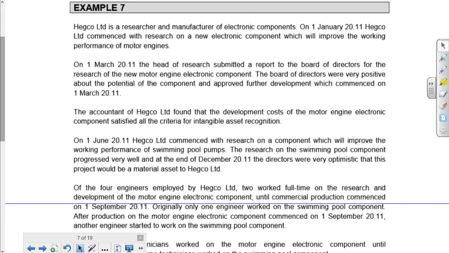January 2011, they started research on an electronic component for motor engines. 1 March 11, they submitted a report and the directors were positive about the component and approved further development, which commenced 1 March 11. The accountant found that the development costs of the component satisfied the criteria for recognition. So 1 January 11 to 1 March 11 is research, and on 1 March 11 the criteria is satisfied, isn't it? So we can start development.